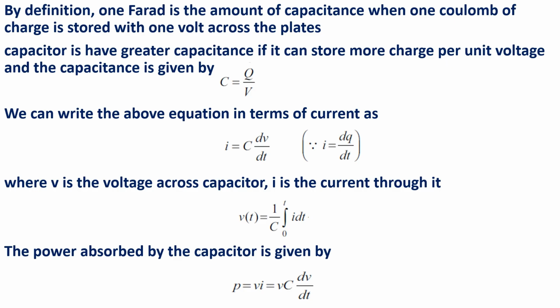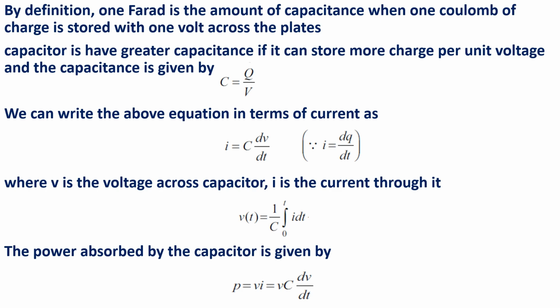By definition, 1 farad is the amount of capacitance in which 1 coulomb of charge is stored with 1 volt across the plates. A capacitor has greater capacitance if it can store more charge per unit voltage, and the capacitance is given by C equals Q by V. We can write the above equation in terms of current as i equals C dV by dt, since i equals dq by dt, where V is the voltage across the capacitor and i is the current flowing through it, and the voltage V of t is given by 1 by C integral 0 to t i dt.